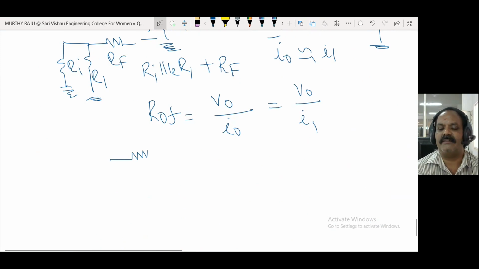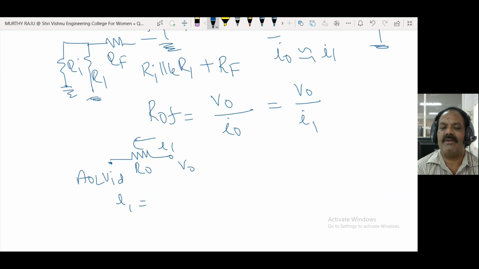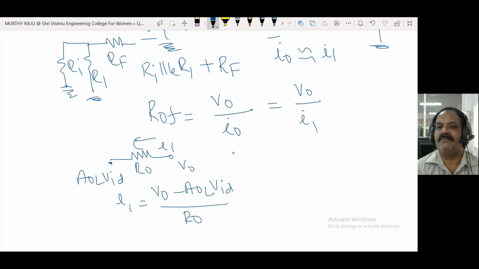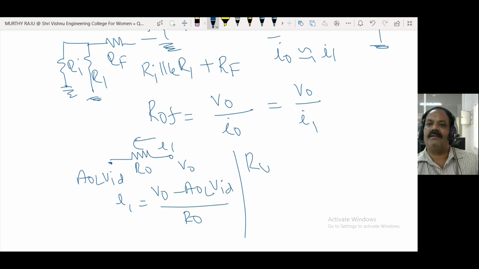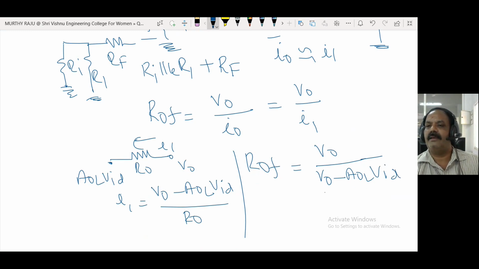This is the resistance R naught. V naught is connected here, and AOL into VID is connected here. This current is I1. Therefore, I1 is equal to V naught minus AOL into VID by R naught. Finally, substituting here, RF is equal to V naught by I1, which is V naught minus AOL into VID by R naught.